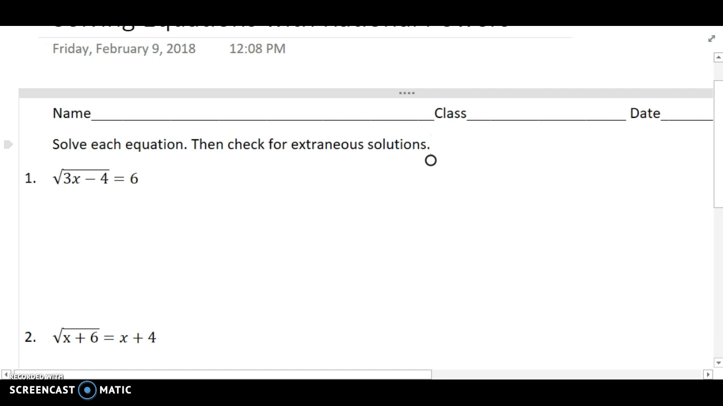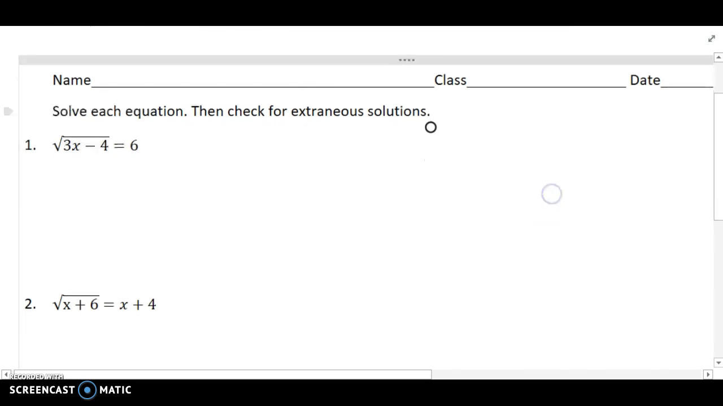Sometimes what happens when we have square roots and things like that, we can have negatives in the roots, and we'll find an answer that gives a negative. So we have to be careful, and you'll see that on number 2, I believe.